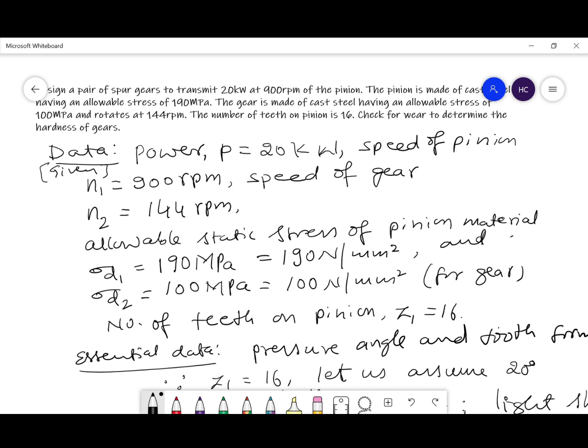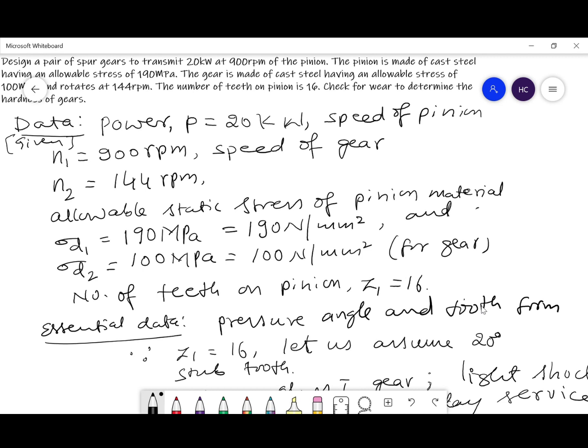Essential data: pressure angle and tooth form. It's not given. Let us assume 20-degree stub tooth. Because in order to avoid interference, the minimum number of teeth required for 14.5-degree tooth form is 32, for 20-degree full depth involute is 18, and for 20-degree stub tooth is 14. So Z1 equal to 16 is suitable for 20-degree stub tooth.